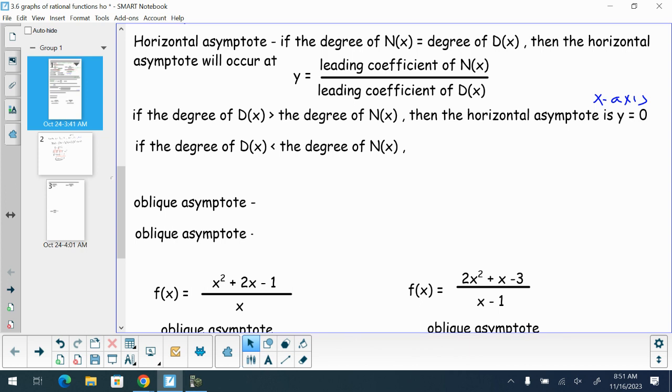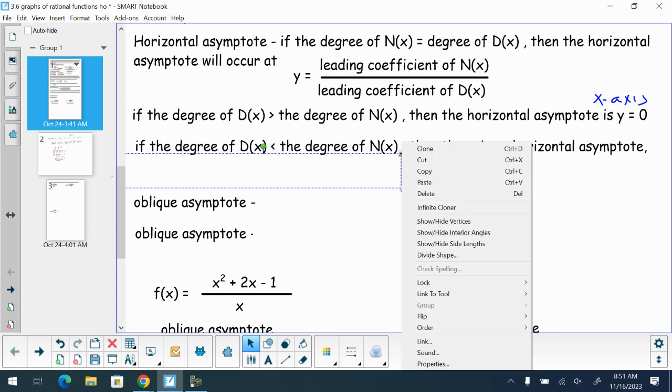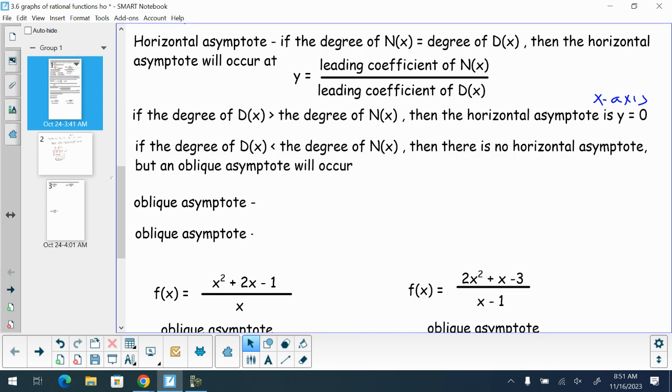If the degree of the denominator is less than the degree of the numerator, which means you can divide into it. If you just had x minus 2 on the bottom, and then you have x squared on the top, we can divide x into x squared. That's a divisible thing. So when the degree of the denominator is less than the degree of the numerator, there's no horizontal asymptote, but you'll have an oblique asymptote.